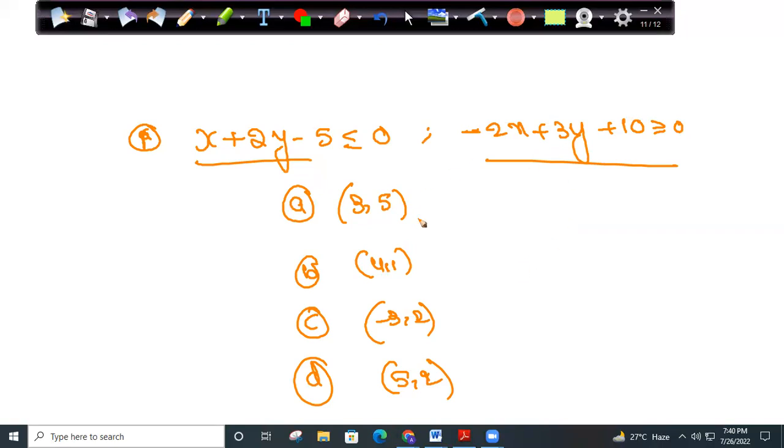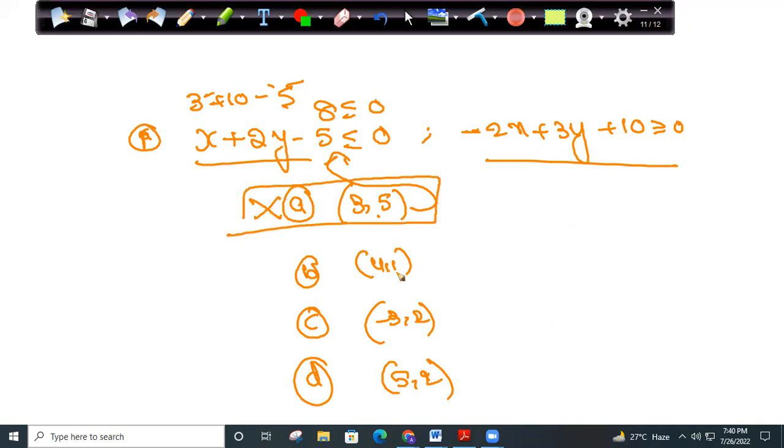What you need to do is take the first point and see if it satisfies this or not. Let me see: 3 plus 10 minus 5. No, it is not satisfying. 13 minus 5 is 8, and 8 is not less than or equal to 0. Even if it is not satisfied for one inequality, it cannot be my answer. So A for Agra is gone. Let me take 4 comma 1. 4 plus 2, 6, 6 minus 5 is 1, and 1 less than or equal to 0 is also meaningless.